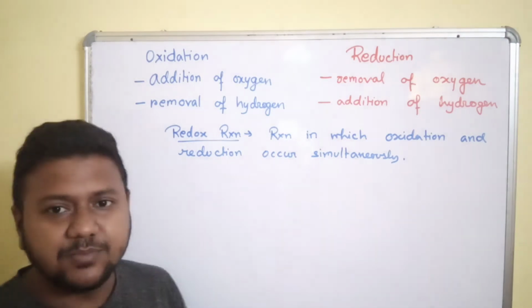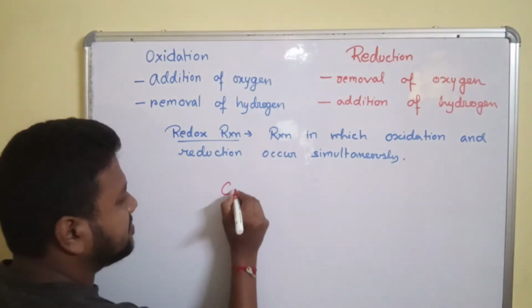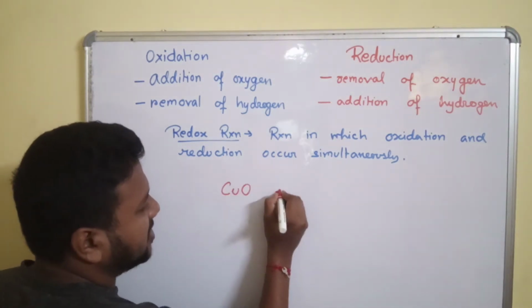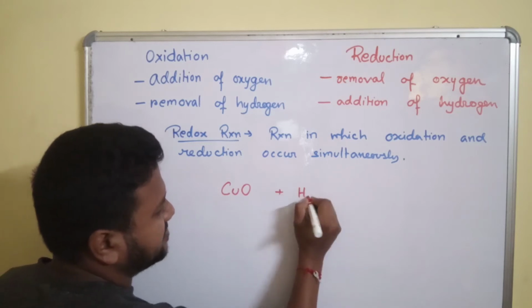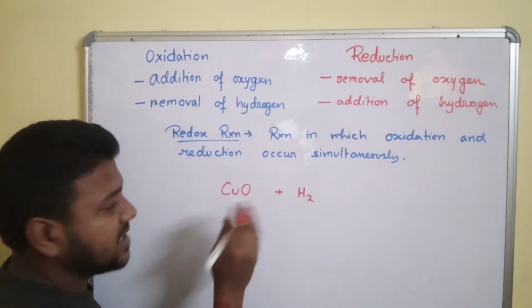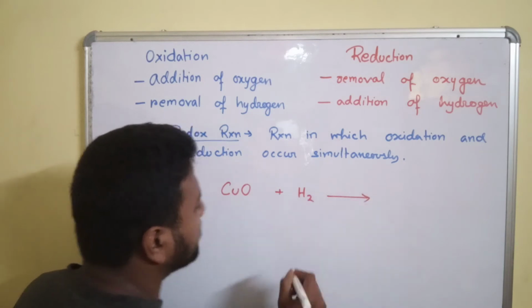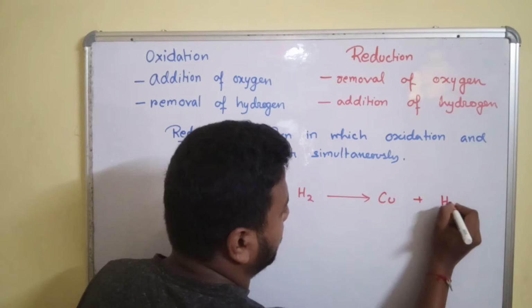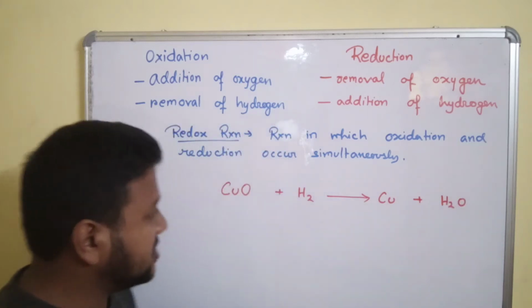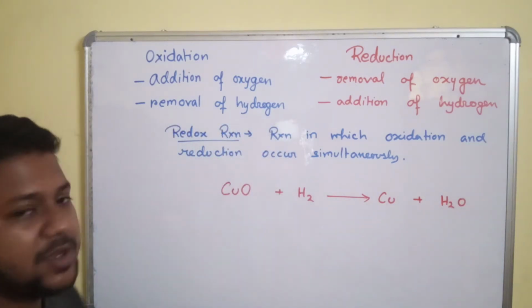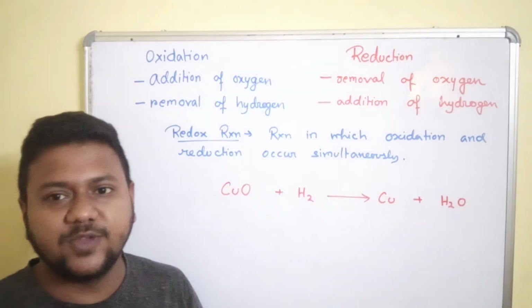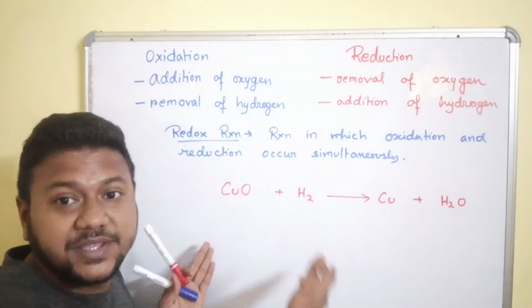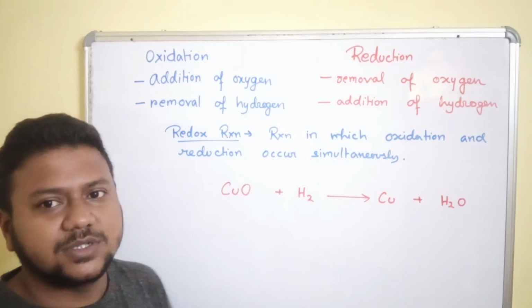We are taking an example CuO, copper oxide plus hydrogen. Okay, we are taking this particular reaction. We will be observing Cu plus H2O. So this particular reaction is an example of redox reaction. We have to understand where the oxidation has occurred and where the reduction has occurred.